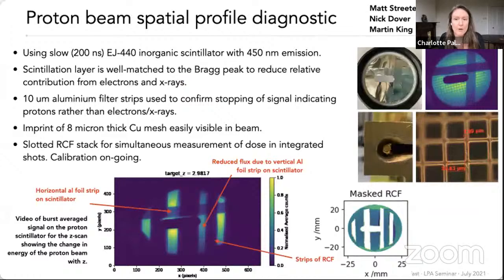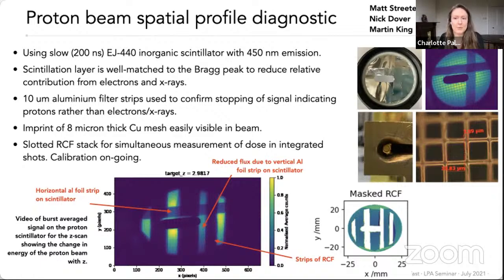The proton scintillator that we were using to measure the spatial profile of the proton beam utilized an inorganic scintillator, EJ440 specifically. This scintillator has a very well-matched thickness to its scintillation layer in comparison to the proton Bragg peak, so that the signal is dominated by the stopping protons rather than by electron or X-ray background propagating through the scintillator.